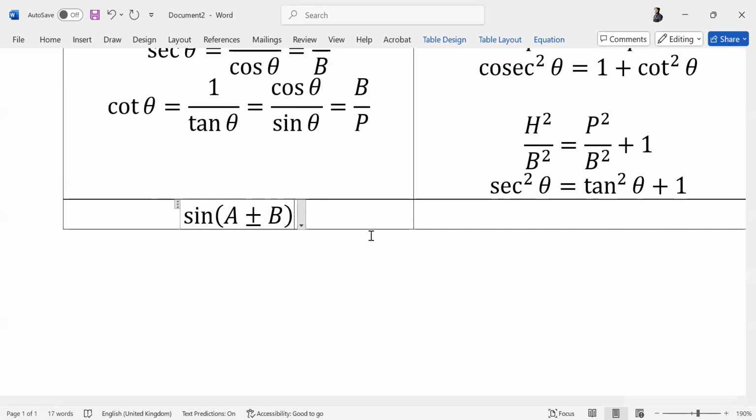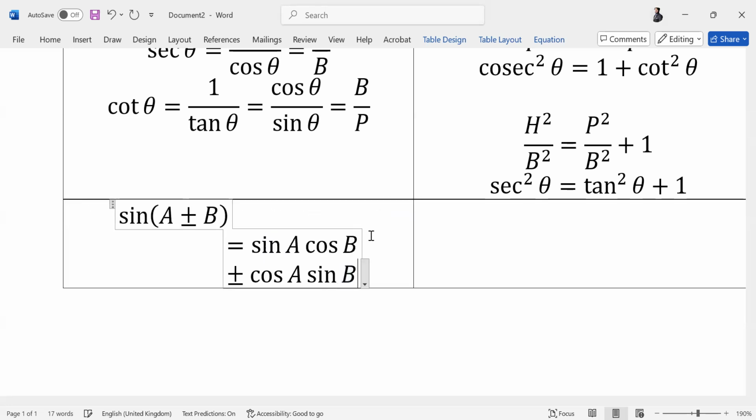And again, these will also be provided in MF19. So do not worry too much about it. Just note them down in your registers for a reference, so that whichever questions we attempt, we can always refer back to these because these will be provided. Now, this is equals to sine A cos B plus minus cos A and sine B.